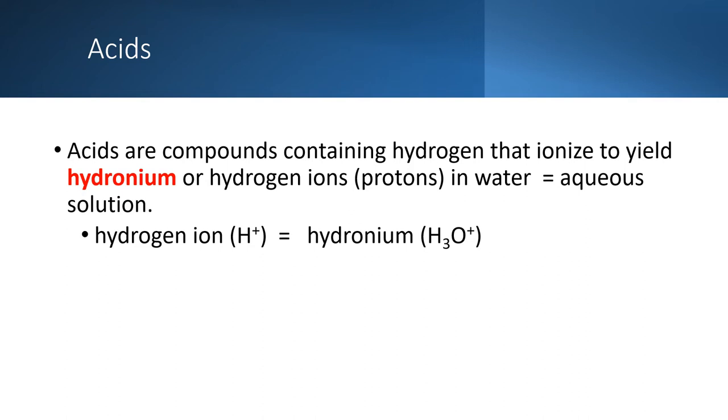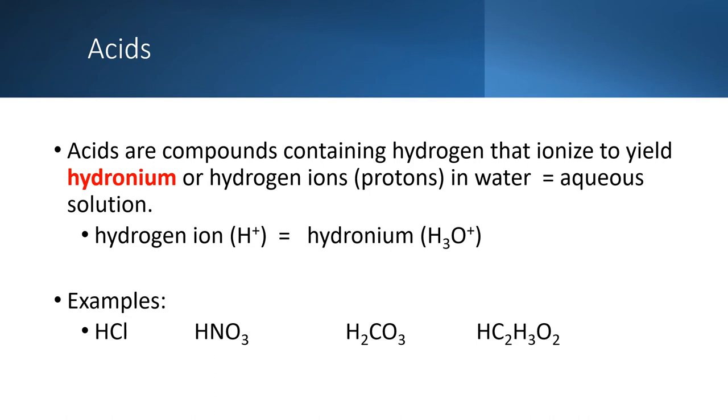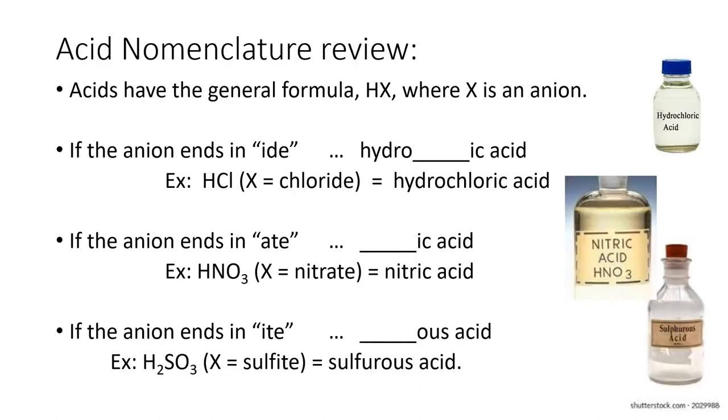Hydronium is H3O+ in water. We can simplify this sometimes and just write it as the hydrogen ion, H+. For our purposes, we're going to use those two interchangeably. Examples of acid, you have here hydrochloric acid, nitric acid, carbonic acid, and acetic acid. You should remember how to name those.